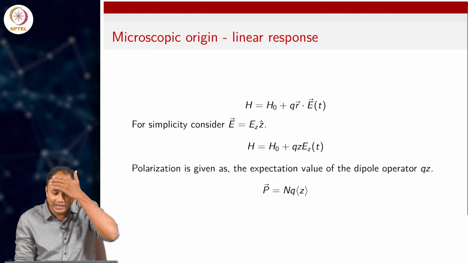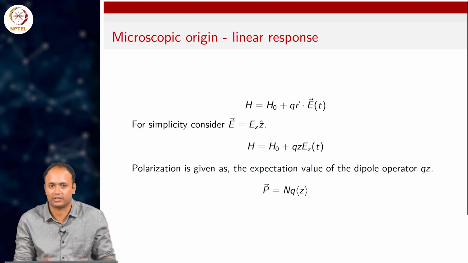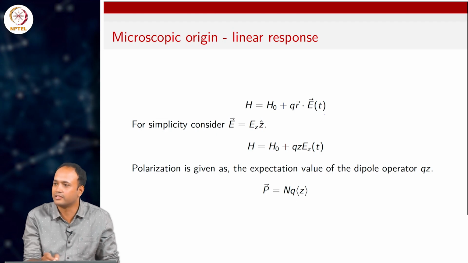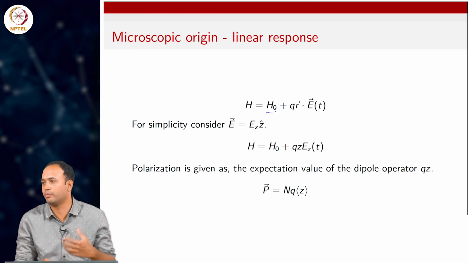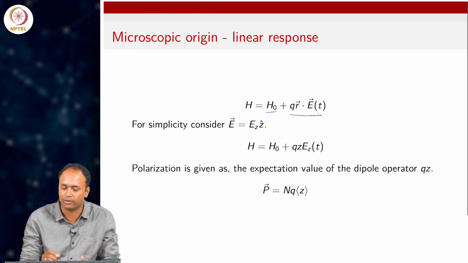Okay, so now as I said, the state of the system, which will give you the expectation value of this R operator, which gives you the polarization, is now governed by this Hamiltonian. So you have some Hamiltonian which is there before the laser pulse comes in, and then there is some interaction Hamiltonian.